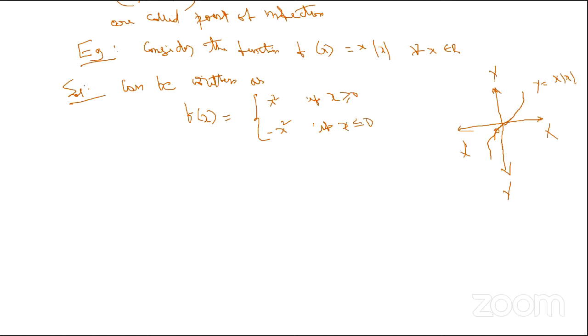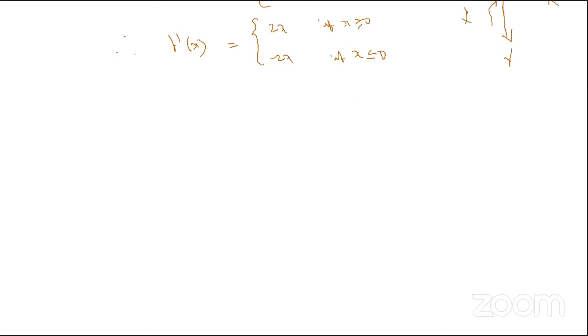Therefore, f dash x, this can be written as f dash x, d by dx of x square is 2x if x is greater than or equal to 0, and minus 2x if x is less than or equal to 0.